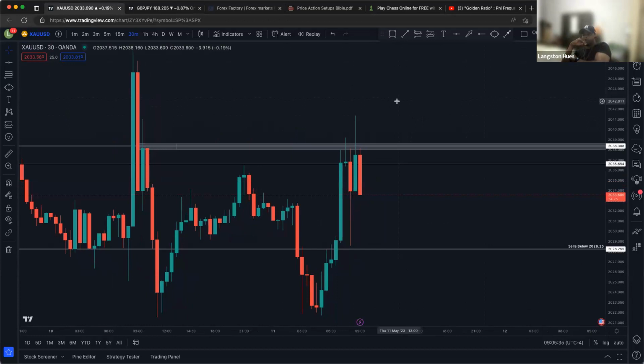Gold is breaking the previous 30-minute low. So this is awesome. If gold comes down to form a support, oh, it might not even go that far down. I mean, honestly, this is a support.